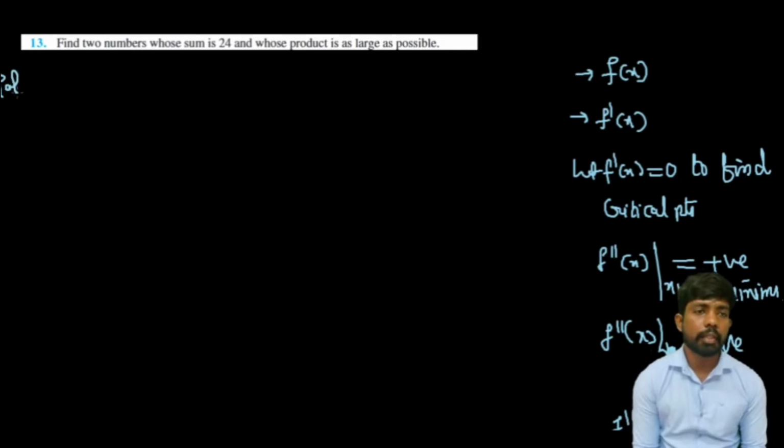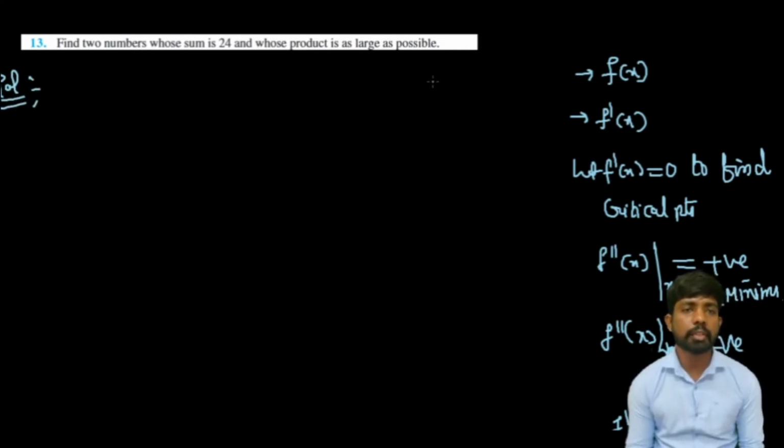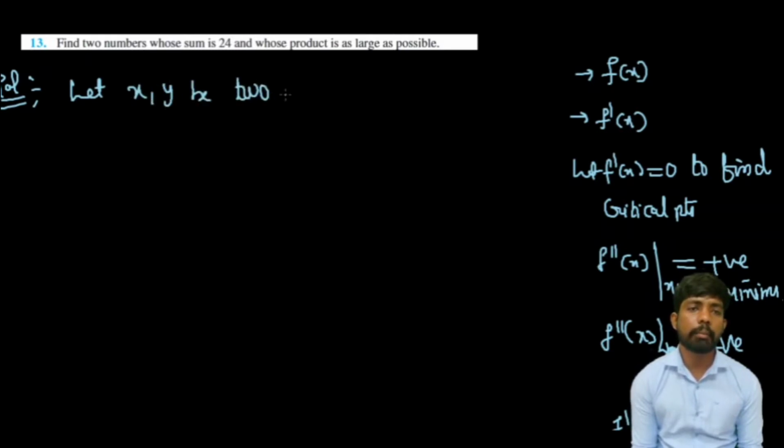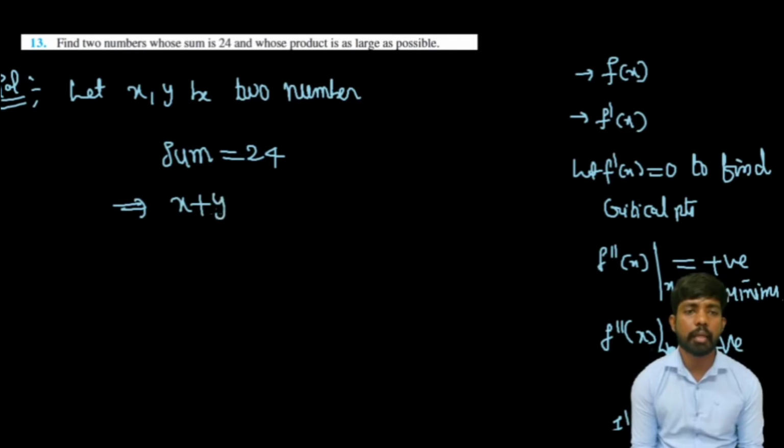Now what function do we consider here? The given statement: find two numbers whose sum is 24 and whose product is as large as possible. Let x and y be the two numbers. The sum is given, the sum is 24. The sum means addition of two numbers, so x plus y equals 24. Call it equation 1.